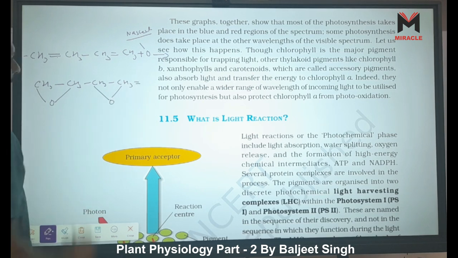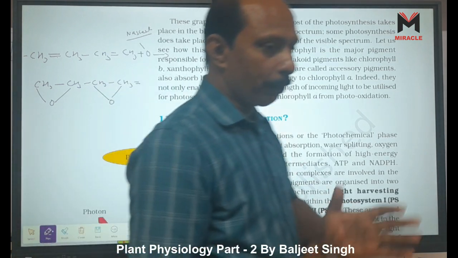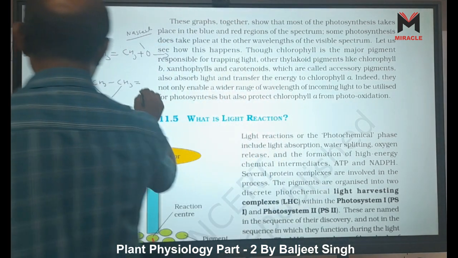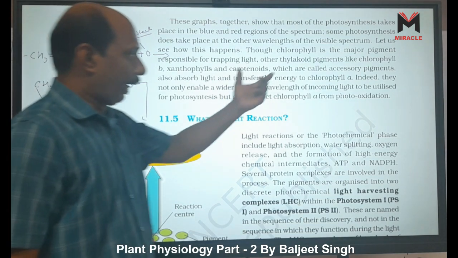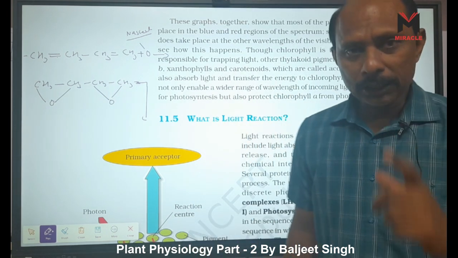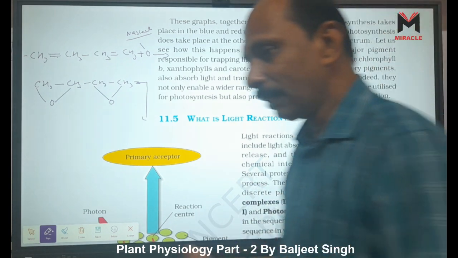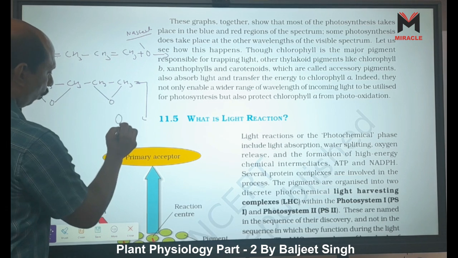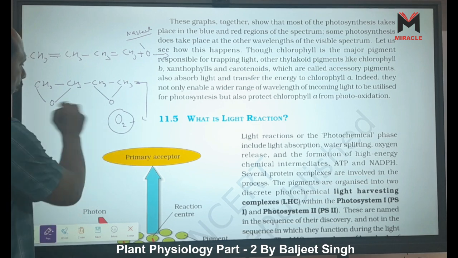When this structure is formed, the nascent oxygen becomes a part of xanthophyll or carotenoids. After that, it is released by the carotenoid or xanthophyll in the form of molecular oxygen. Means carotenoids and xanthophylls are responsible for the formation of molecular oxygen from nascent oxygen, which is poisonous to chlorophyll. So nascent oxygen is converted into O2, oxygen gas, which is normal.